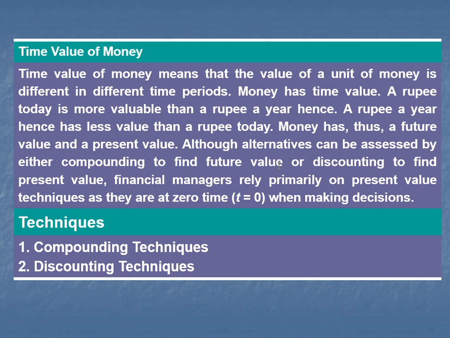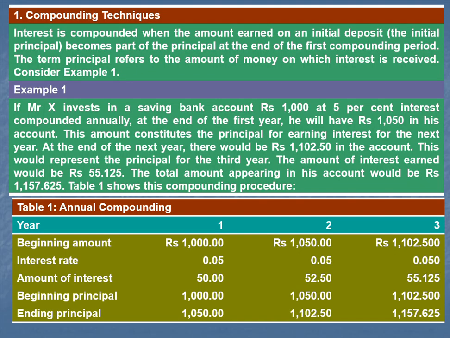Alternatives can be assessed by either compounding to find the future value or discounting to find the present value. Financial managers rely primarily on the present value technique, as they are at zero time, the present, when making decisions. So there are two types of technique: the compounding technique and the discounting technique.